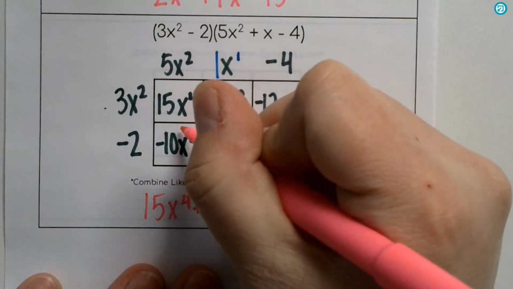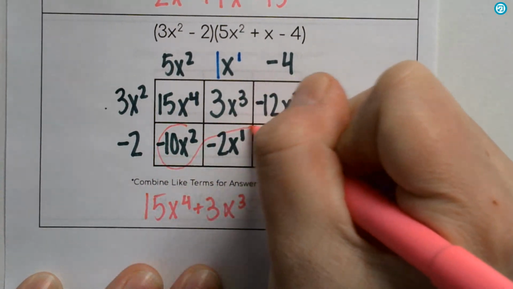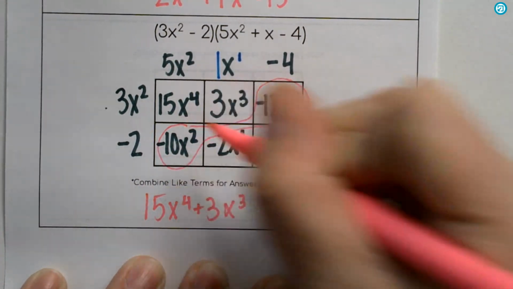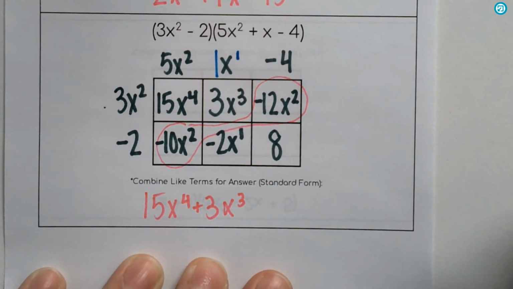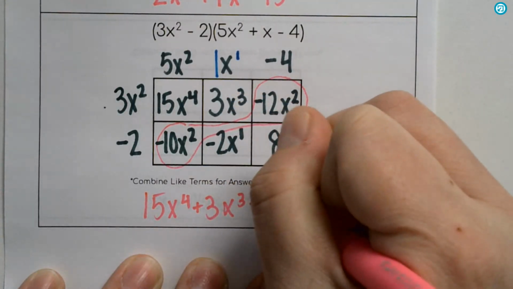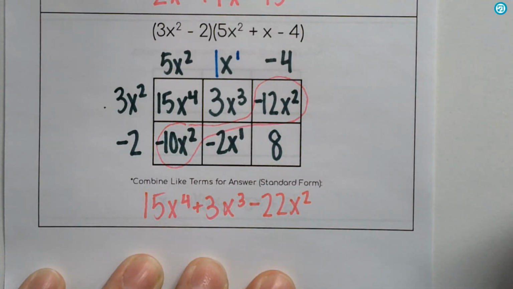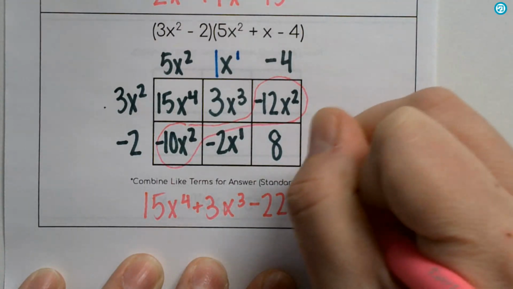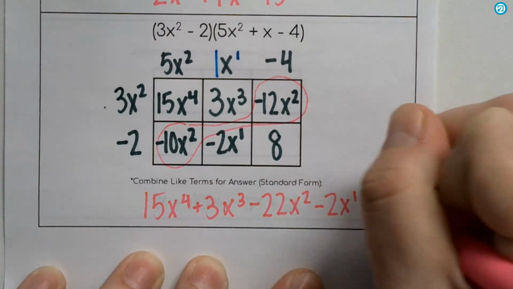Then this negative 10x squared and this negative 12x squared can combine together. So negative 10 and negative 12 make negative 22x squared. And I've got minus 2x to the first plus 8.